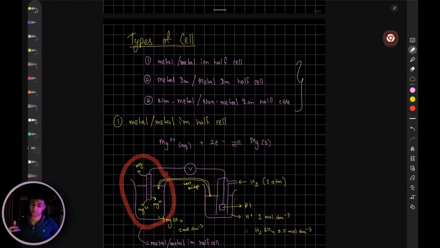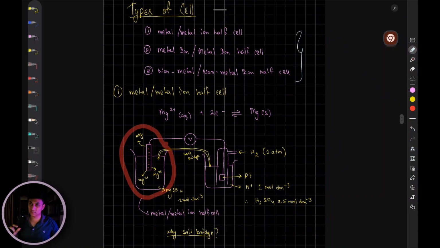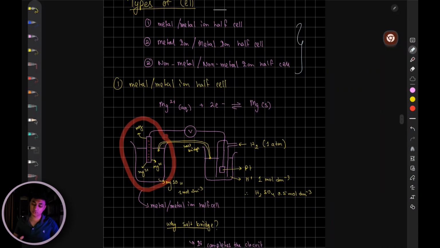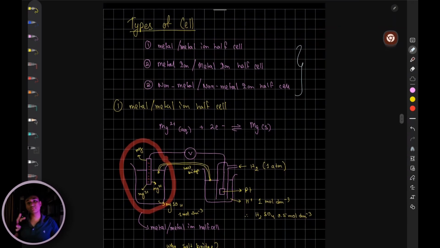So the main purpose of this video is to understand how you're supposed to draw the cells on your paper, right? Drawing the cells is a question that is going to be there quite often in most papers. So you need to be careful about all the details that you mention in your labeling and in your drawing, right? So there are three main types of electrochemical cell.